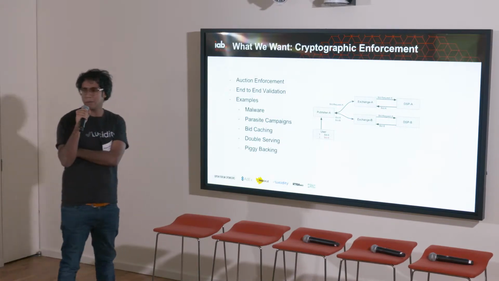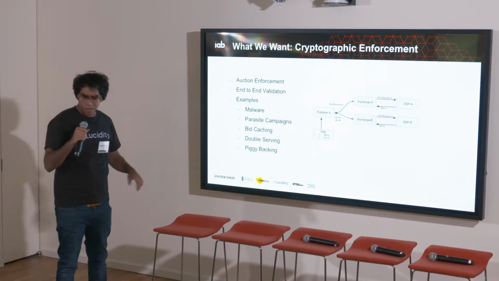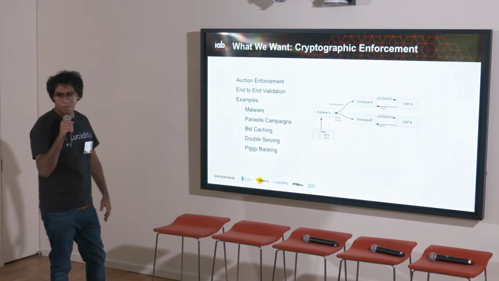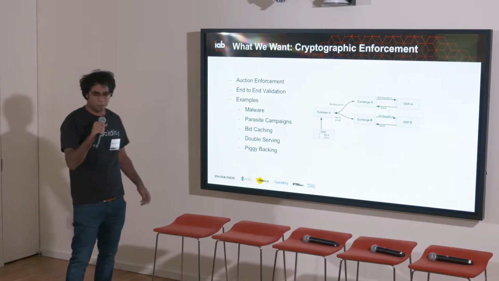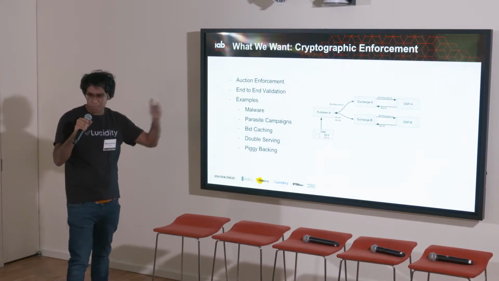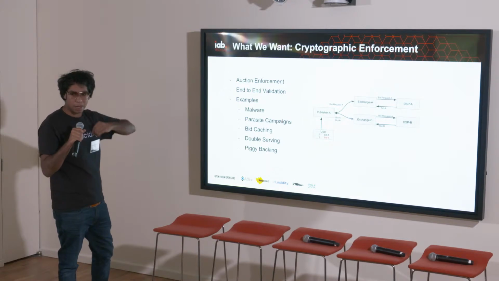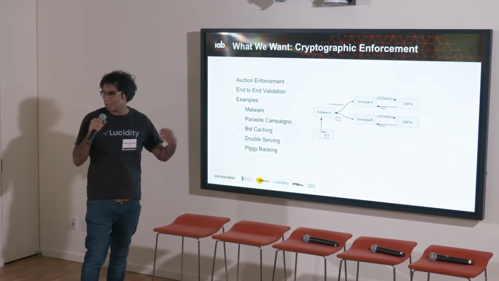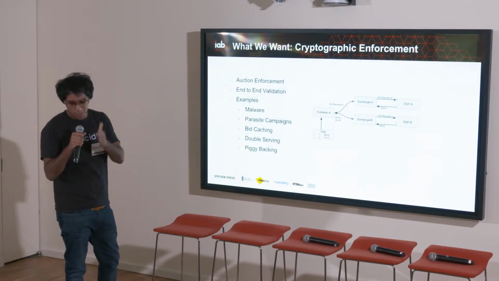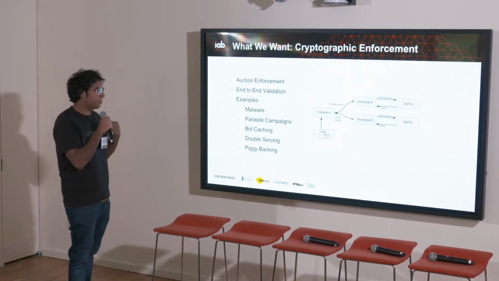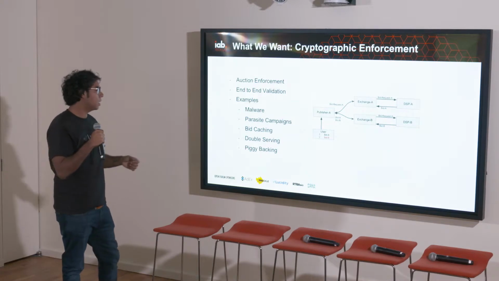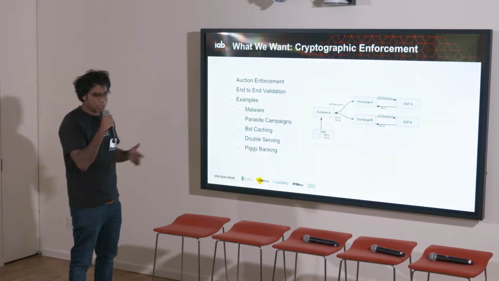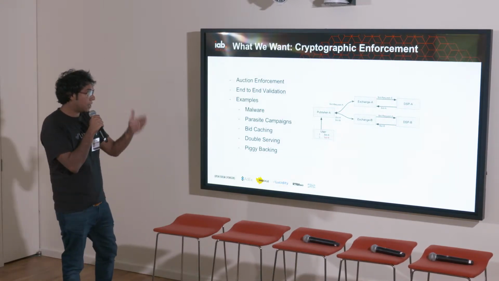So today, even with ads.cert, let's say OpenRTB went live today, a buyer can validate the publisher, but a publisher cannot validate the buyer. There's things coming up such as the supply chain object, seller-side JSON, which is supposed to validate the intermediaries, but there's a lot of exploits there, a lot of holes there. And so we want something that actually provides auction enforcement and end-to-end validation.